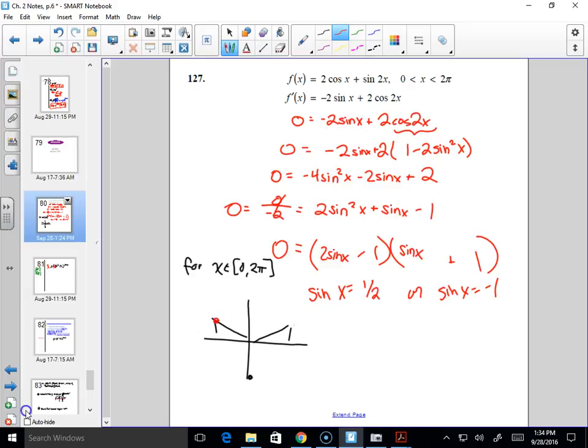So I have my 1, my 2, my 3 answers of x is equal to, not 5 pi over 6 first, pi over 6 first, 5 pi over 6, 3 pi over 2. But the problem actually asks for points. Which means, oh, I have my x's, I just need to do what?